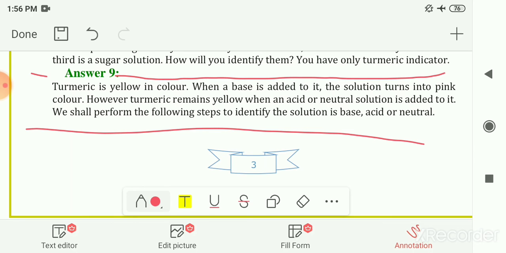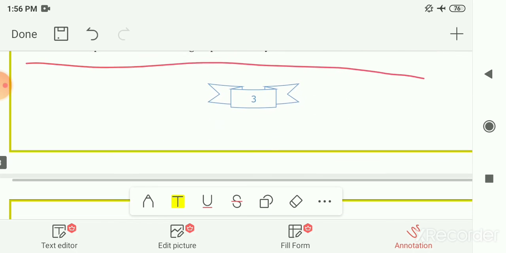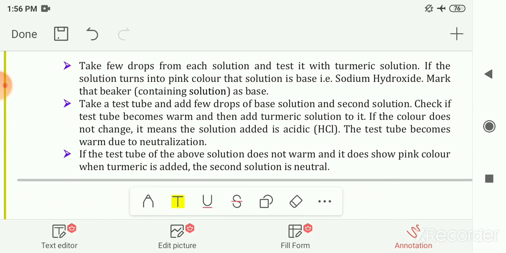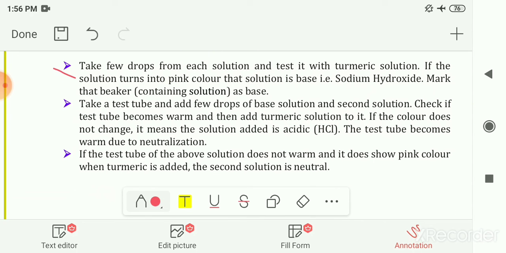So we shall perform the following steps to identify whether a solution is acidic, basic or neutral. First, take a few drops from each solution and test it with turmeric solution. If the solution turns pink, that solution is a base, sodium hydroxide in our case, and mark that beaker as base.